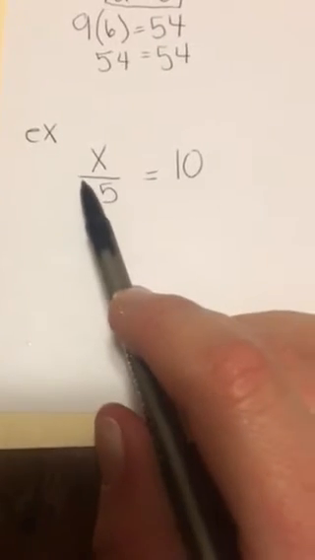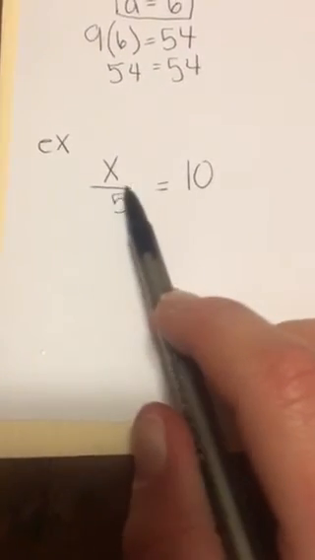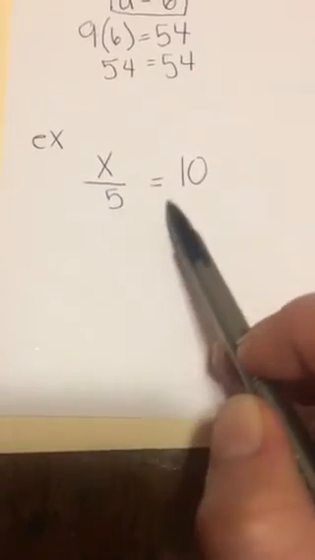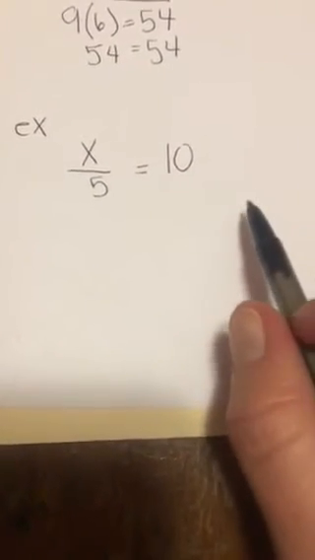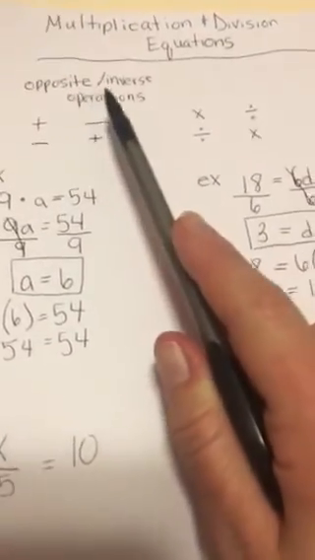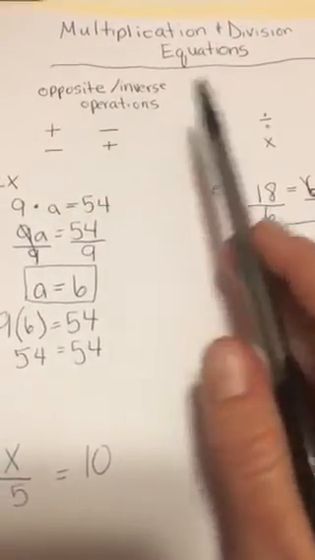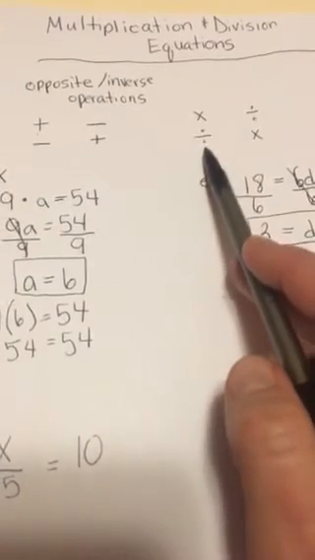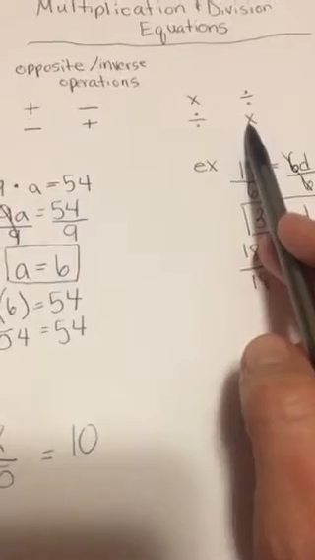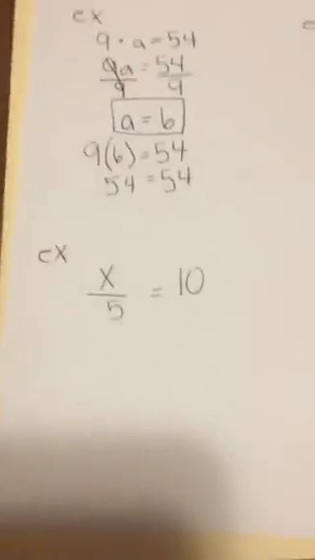Now once again, we've been doing a lot of these. The fraction bar means to divide. So I have x divided by 5 equals 10. Okay, now back up to our inverse operations or opposite operations. When there's division, then we've got to multiply to get our x by itself.